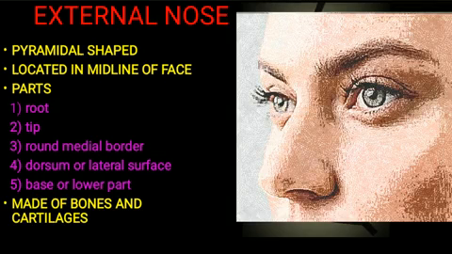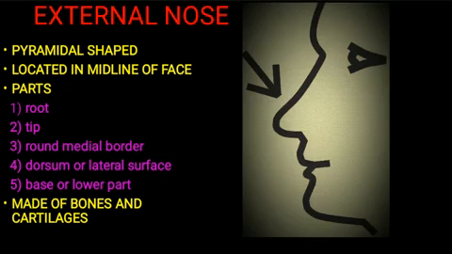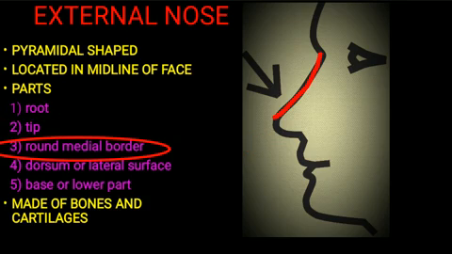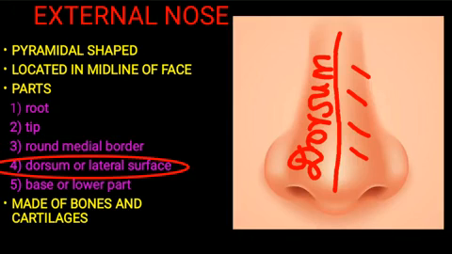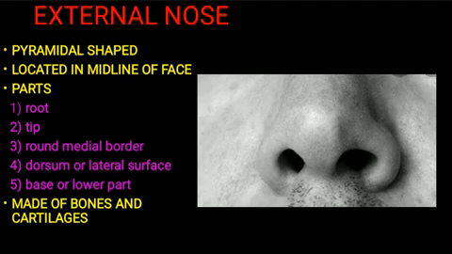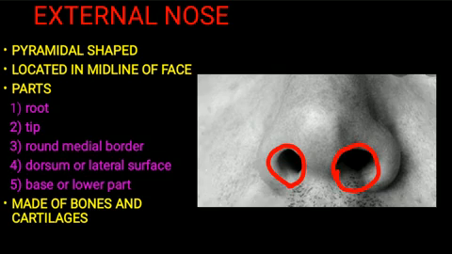As already told, the external nose is a pyramidal projection of the face. It has the following parts. It has a root which is present at its junction with the forehead, a tip or apex present at its free part, and a rounded medial border running between the tip and the root. On either side of the medial border is the dorsum or the lateral surface of the external nose. In its inferior surface or the base, there is a pair of pyriform apertures called nostrils or nares, the anterior opening of the nasal cavity.